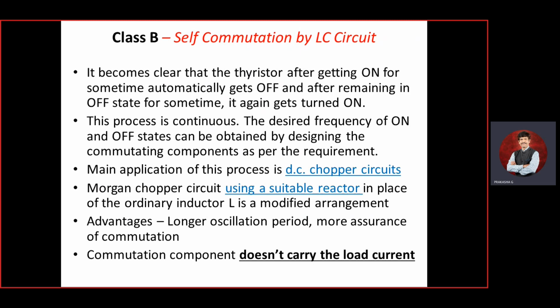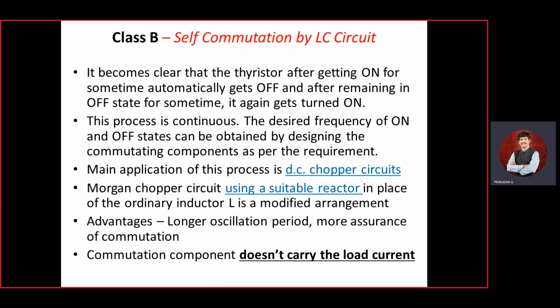So like your AC. Here what happens? We are not given the AC power supply. We are given the DC power supply. If it is an AC power supply, this would automatically happen. Since it is a DC power supply, I need an external circuit. An external LC circuit is required for charging and also discharging. That is called your class B commutation method. This process is continuously happening.